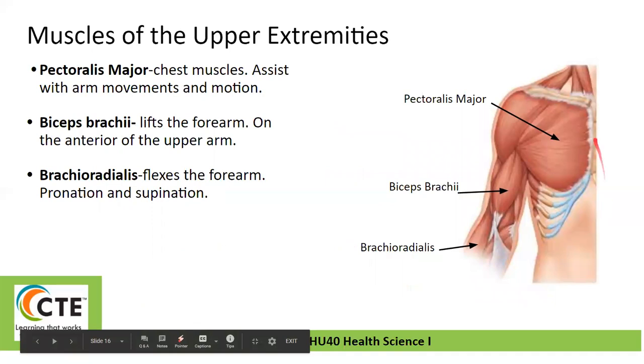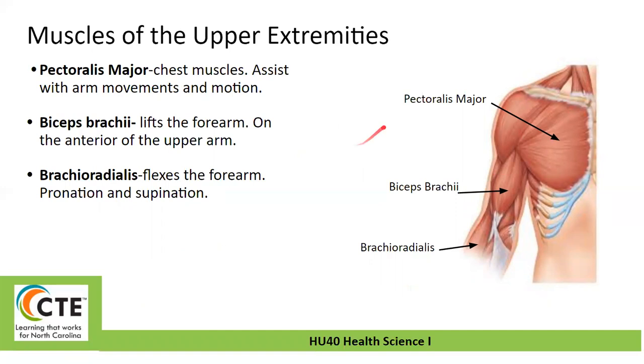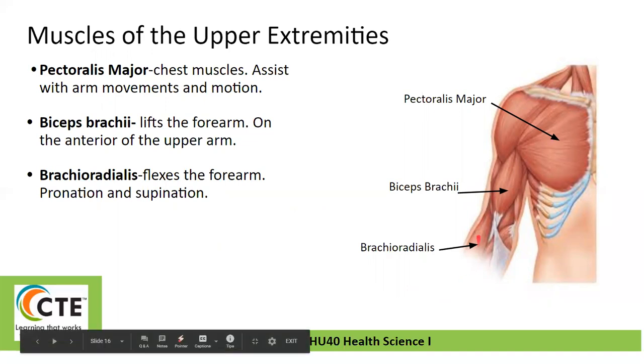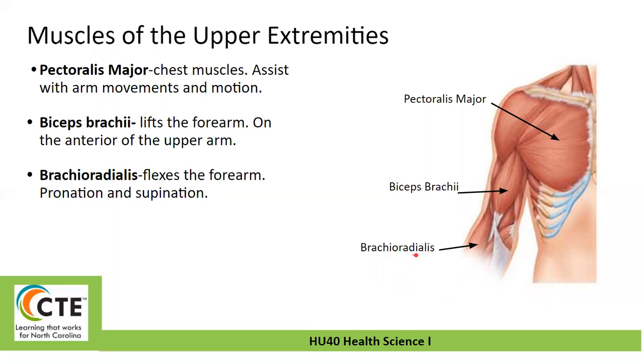Pectoralis major, this is our chest muscles, and it assists with arm movements and motion. The biceps brachii is located here in the front. That's the one when we flex, it gets bigger. And then the brachioradialis flexes the forearm, and it comes from our humerus, and it goes right down in here, and it attaches to the radius. So radialis, again, we're looking at location here.